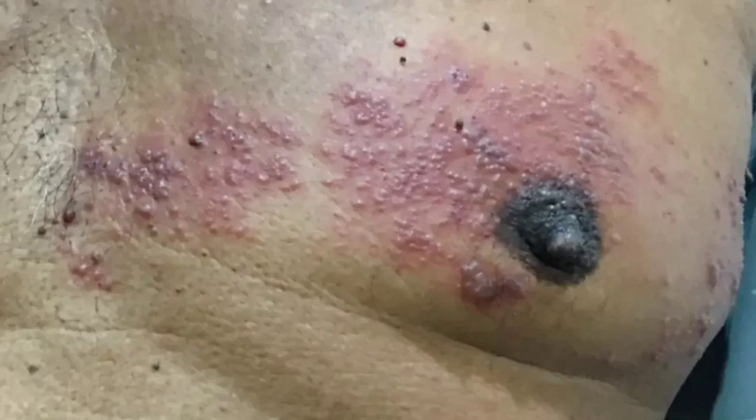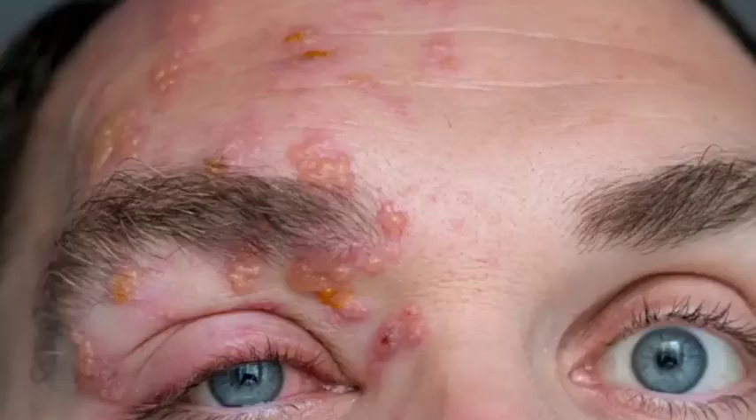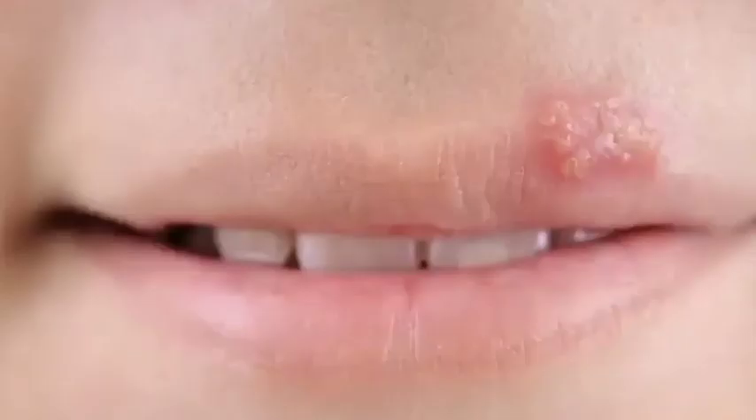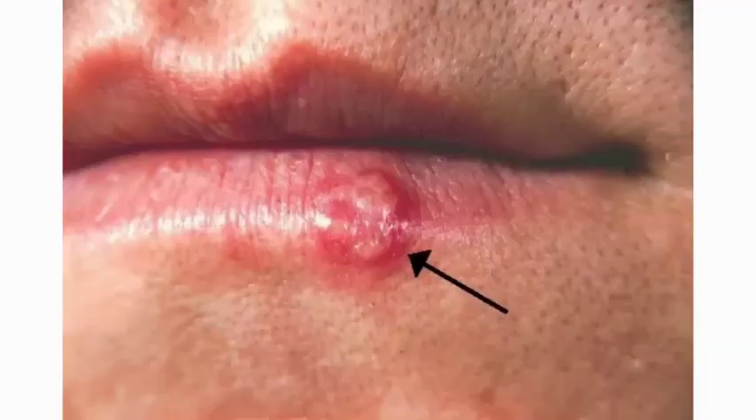This is a case of shingles or herpes zoster with grouped lesions and dermatomal distribution. You can see only one side of the chest is involved here. Again, a case of herpes zoster with involvement of one side of the ophthalmic division of the trigeminal nerve. Again, a case of herpes zoster and shingles. It is a case of herpes labialis with grouped lesions seen on the upper lip. Again, a case of herpes labialis with grouped lesions seen on the lower lip margin.